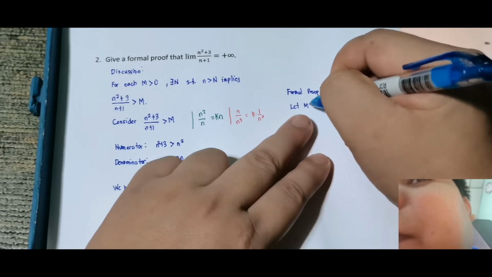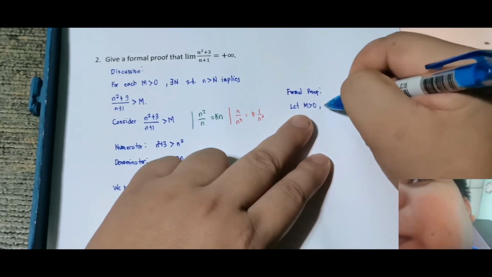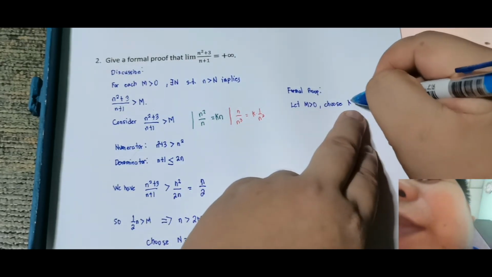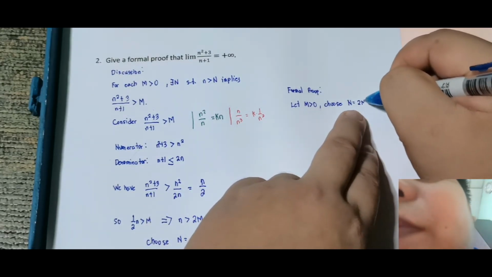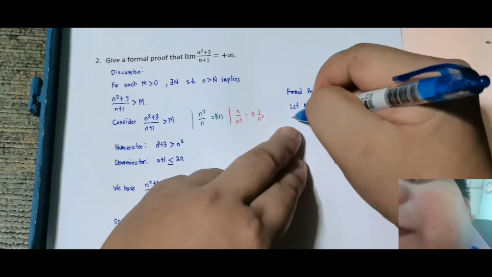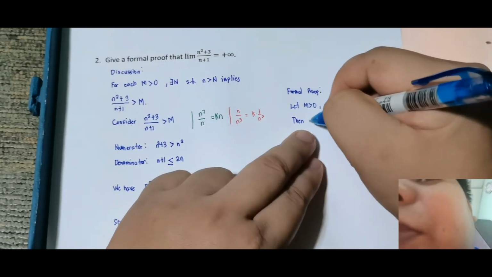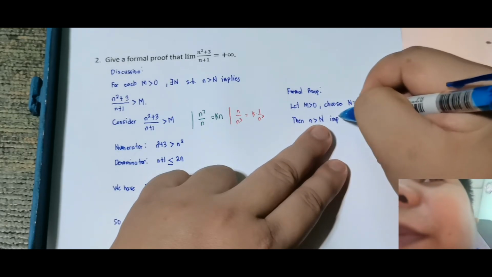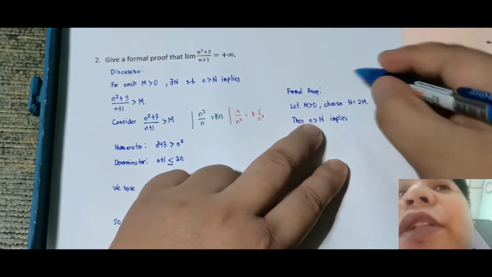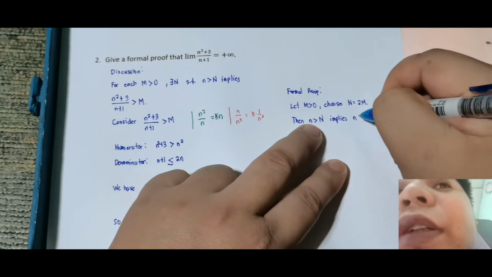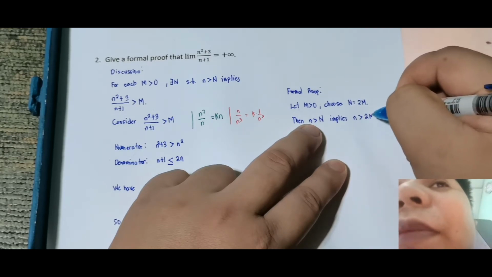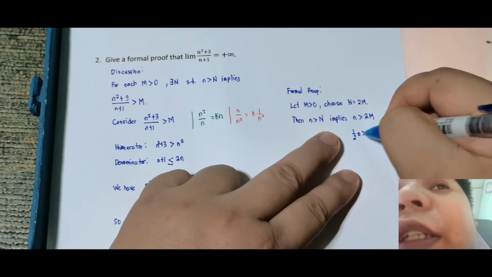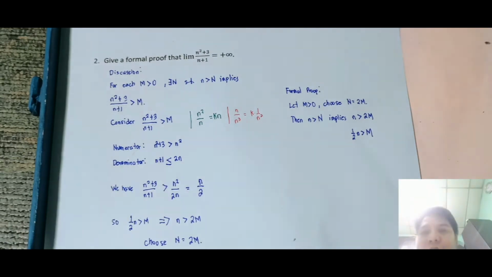Let m be greater than 0. So, we need to choose n equal to 2m. Okay, then for n greater than N implies, so ipapalit lang natin dito, so ito ay n greater than 2m. Okay, then which implies that this is 1/2 n is greater than m.